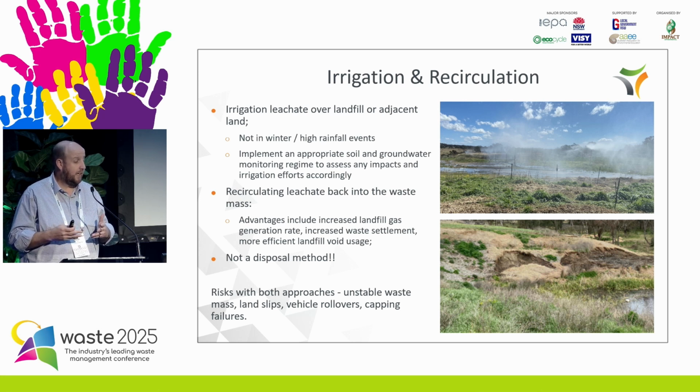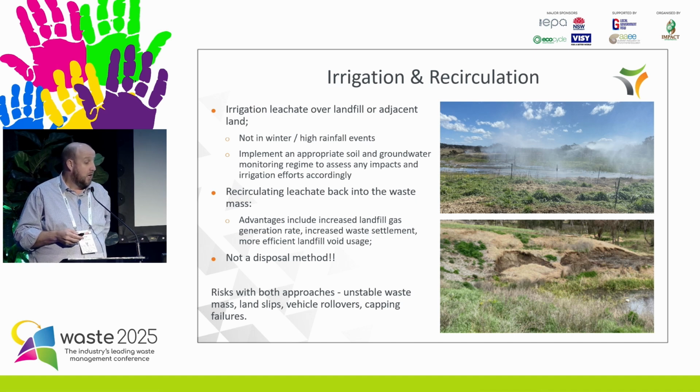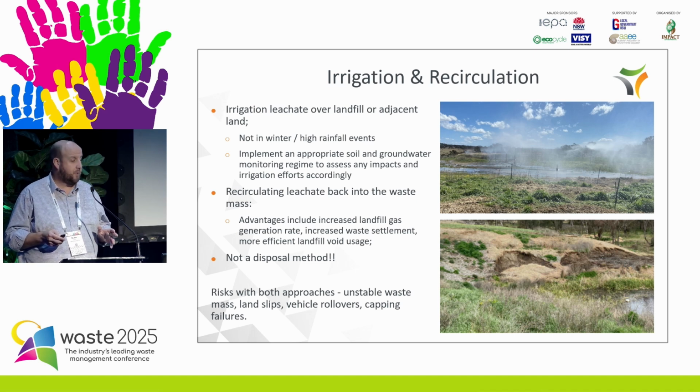But also be very careful how you do it, because a lot of people say, oh yeah, we just irrigate or we just recirculate. It also has to be controlled, because you're wetting the waste mass, or saturating it in some instances, or even your soils or your cover or your cap. You can have stability issues, which is evident from this picture, which is actually a site in New South Wales. There was a slip of the cap. So again, definitely options you can use as required, but tread carefully. Think about it. Make sure you're doing it in a controlled manner.